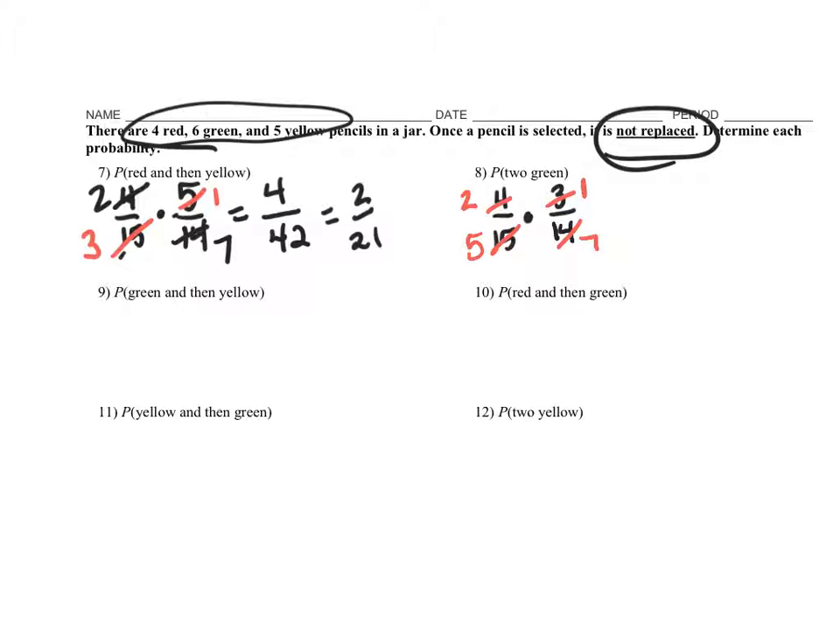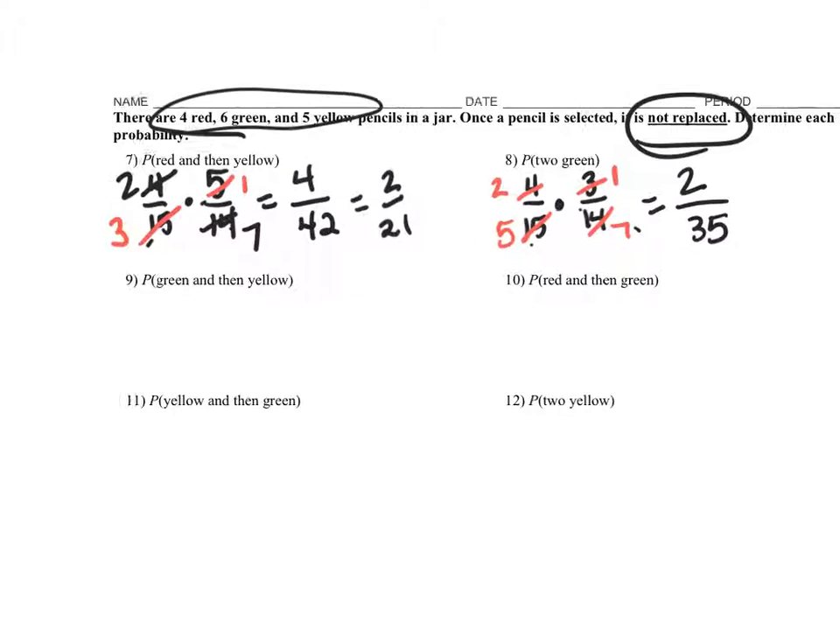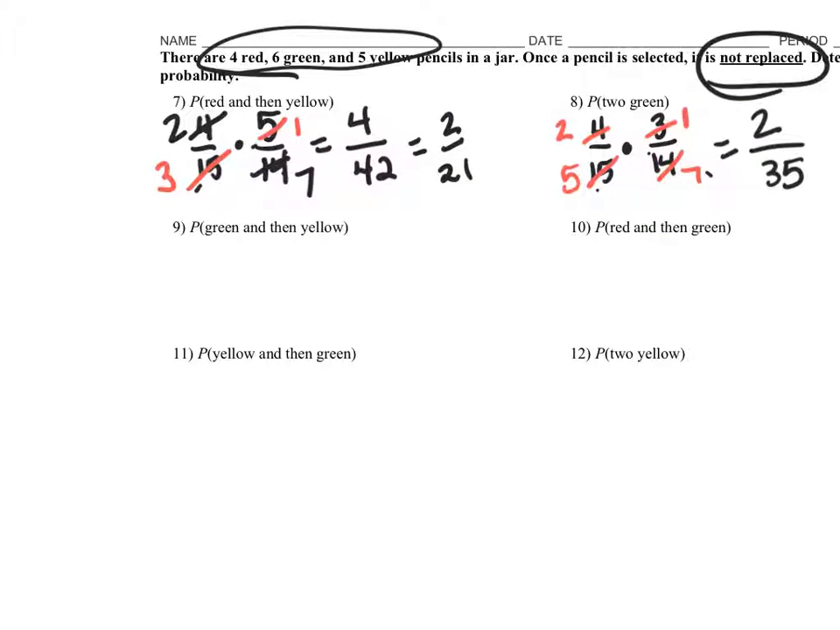So 2 times 1 is 2. 5 times 7 is 35ths. And that does not reduce anymore. So we took 1 away from the top and we took 1 away from the bottom because it stayed the same color. Got that? Yay or nay? Same thing for yellow too. Down here, number 9, green and then yellow. So what's my green? 6 out of how many total? 15. And then yellow would be 5 out of 14.